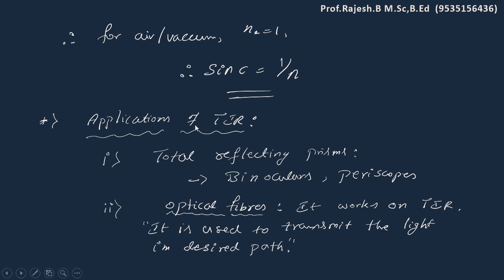Next is applications of TIR, where we can use it. First, it is used in total reflecting prisms. These prisms are used in binoculars and periscopes. And next we use it in optical fibers. We also call these light pipes.